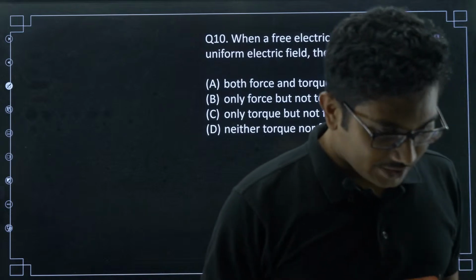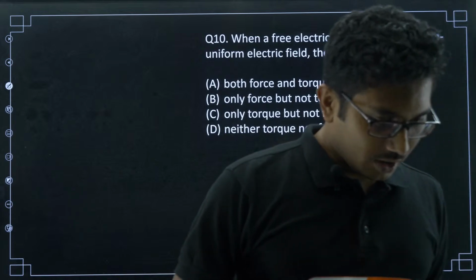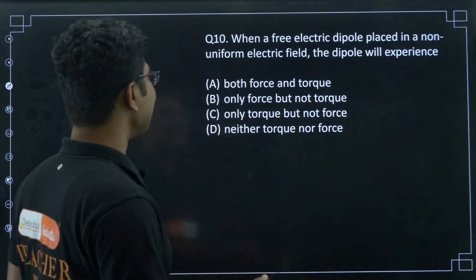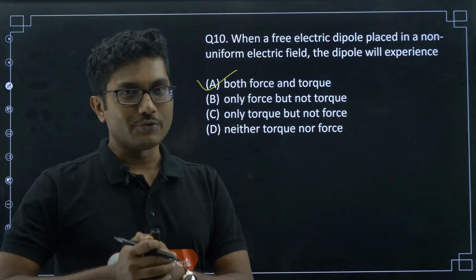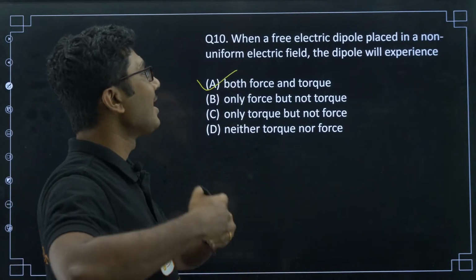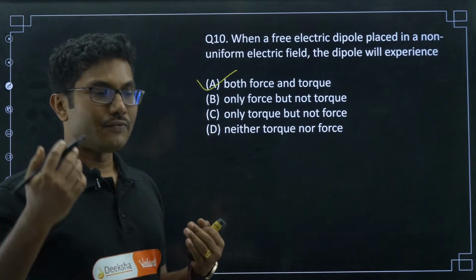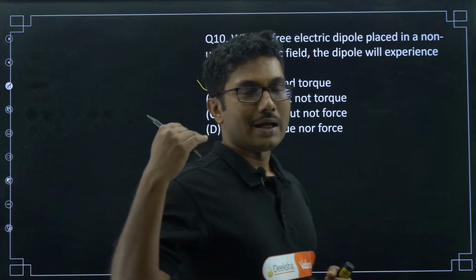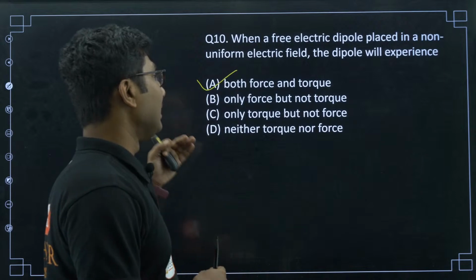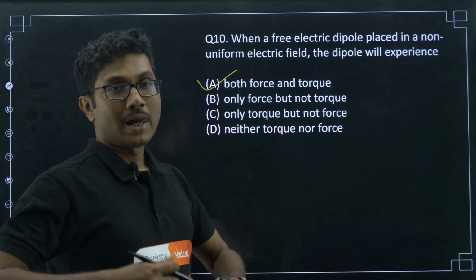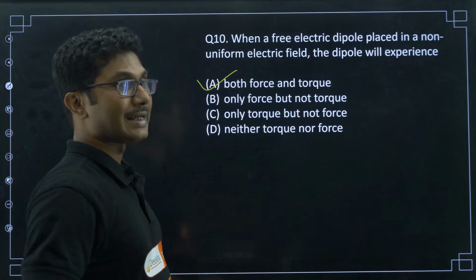10A, anyone? Varija, Shankar, Shivani, Gautam, Anup, Krishna. Yes, 10A is the answer. Both force and torque are experienced by the dipole because the field is non-uniform. If it is uniform, then only torque can be experienced, force will be 0, but because it is non-uniform, both force and torque can be experienced, in the general case.